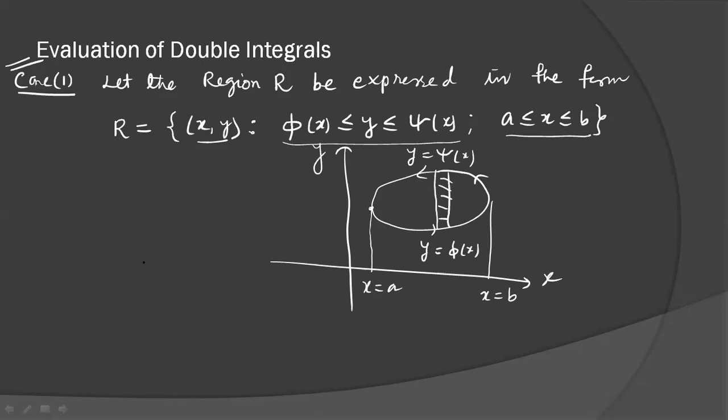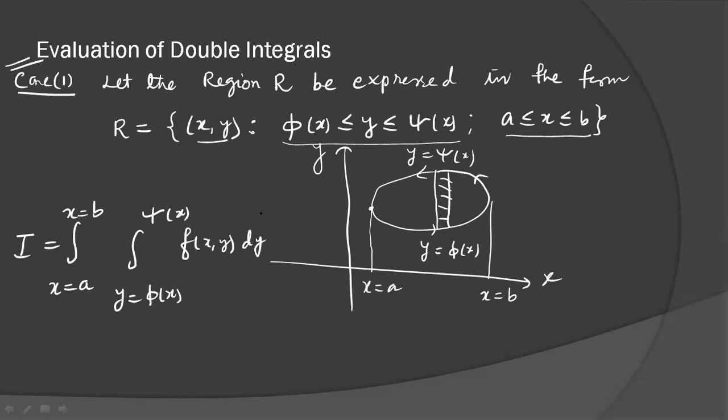So in this case, how to evaluate the double integration? Variable limit always solve first. So x is from a to b. And what is the limit of y? Y is from curve phi x to psi x, f(x,y) dy. We will integrate with respect to y firstly. Then we will integrate with respect to x. So this is the representation of double integration here. And this is the way to evaluate this integral.